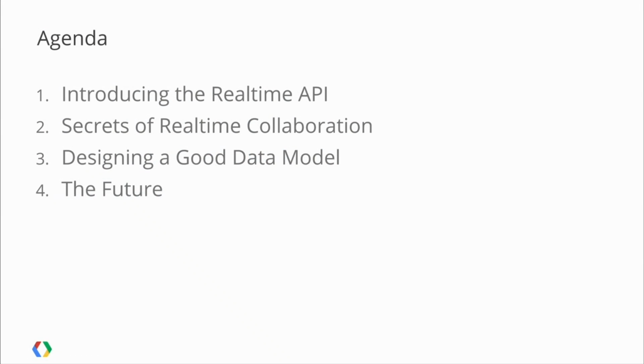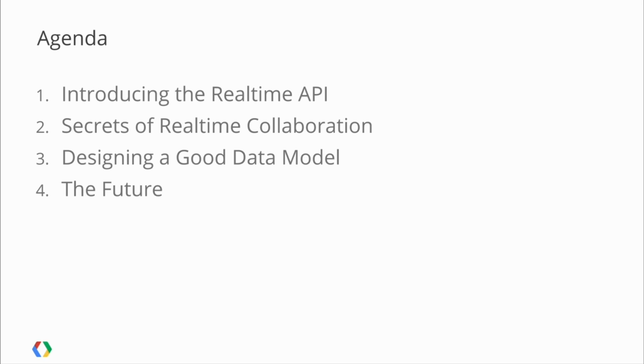We're then going to go into a little bit more depth on the technical details behind Google's real-time collaborative technology, which is used in a lot of our products, as well as the Realtime API. We're going to talk through a few points about how you can design a good data model and avoid some of the potential pitfalls that come from collaboration. And then finally, we're going to give you a little sneak preview of things we're working on to improve the Realtime API for your great apps.